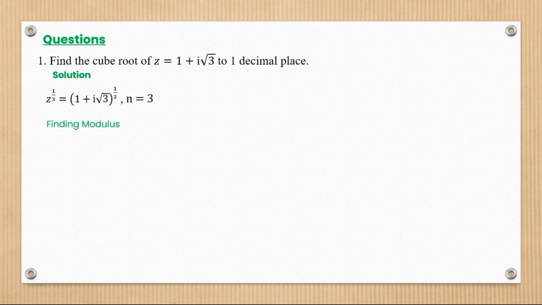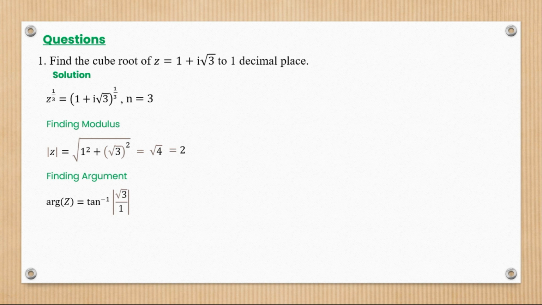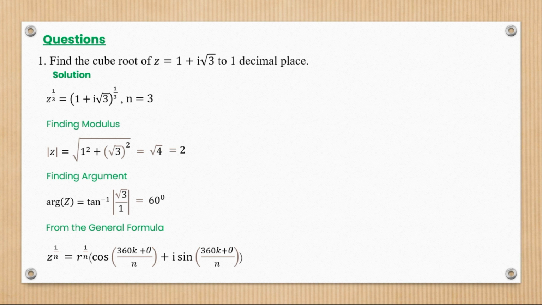So the first thing we're going to do is find the modulus. We're going to assume that 1 plus i root 3 is equal to z. The modulus of that is going to be root 4, and of course root 4 means 2. Then to find the argument, we're dealing with the first quadrant, where the real part and the imaginary part are positive, so we have tan inverse of root 3 over 1, and the answer to that is 60 degrees. So from the general formula for finding the root of a number, let's substitute in the values.